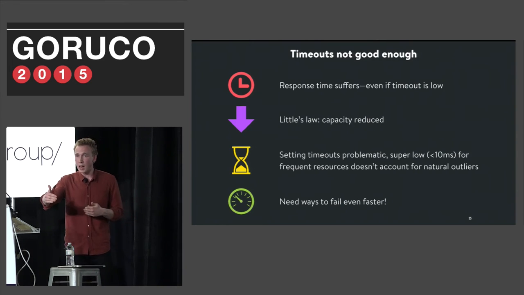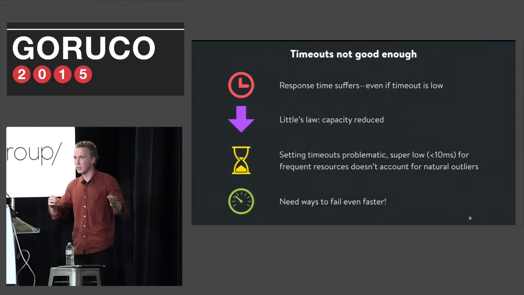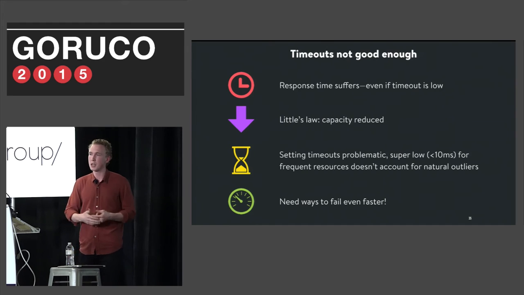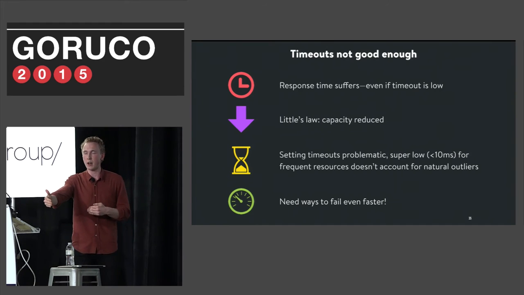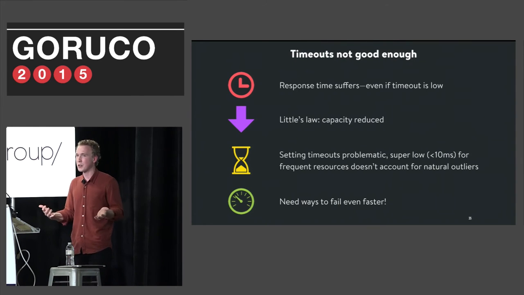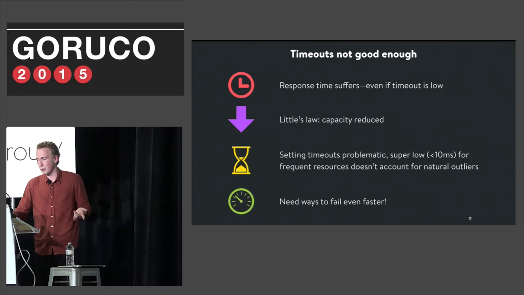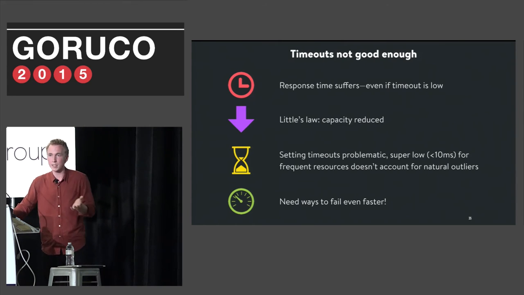Your response time suffers, you suffer under Little's Law, and setting the timeouts right is extremely problematic. They're either too high, and you get the problem with the unicorn and all the backed requests, or they're way too low and they don't account for all the outliers. You might have customers that have a lot more data than your other customers, and requests for them might take a couple milliseconds more, but you don't want to completely cut them off to solve this problem either. So timeouts are not good enough. We need ways to fail faster than simple timeouts.